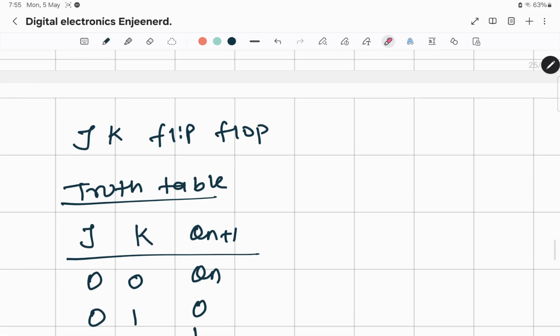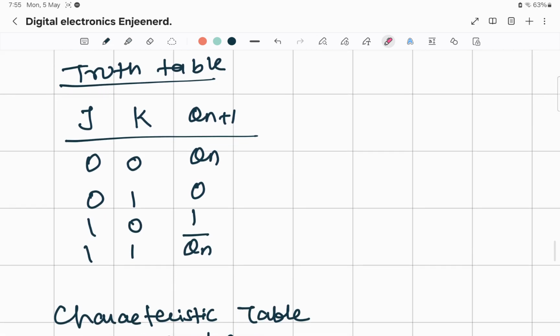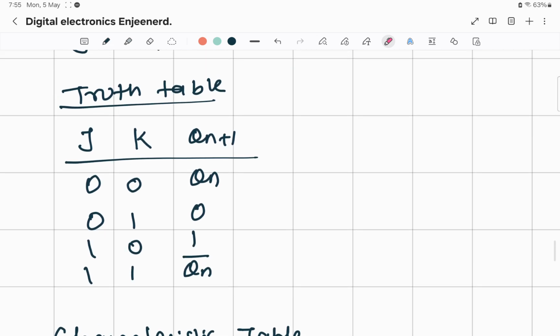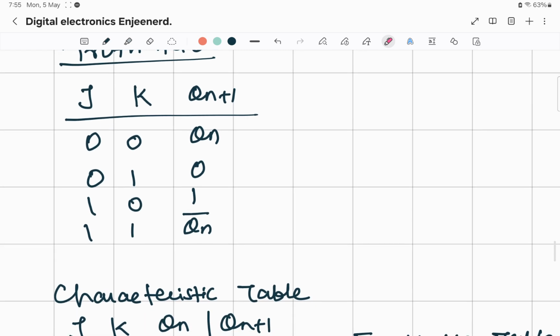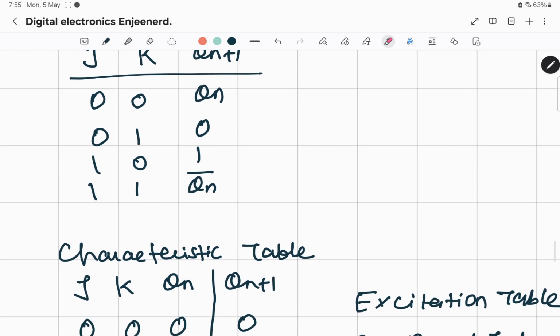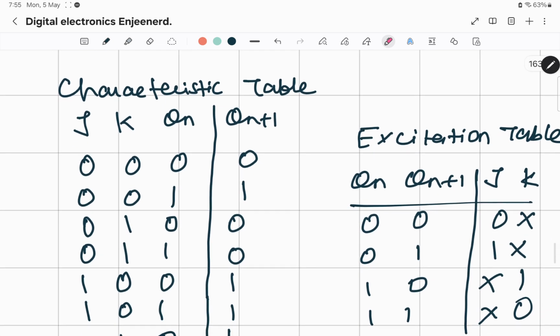Let's move on to the second, the JK flip-flop. Again the procedure remains the same, there is no change at all. So you start with the truth table. So this is the JK truth table. I hope you remember by now. It is same as SR except for the last state which was not defined there, and here we have Qn bar. From this we find out the characteristic table.